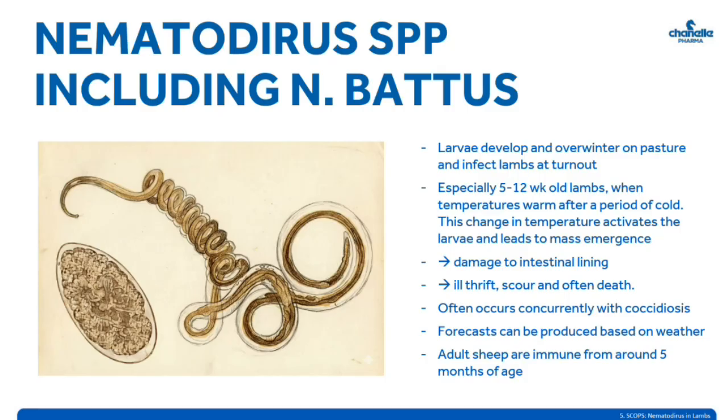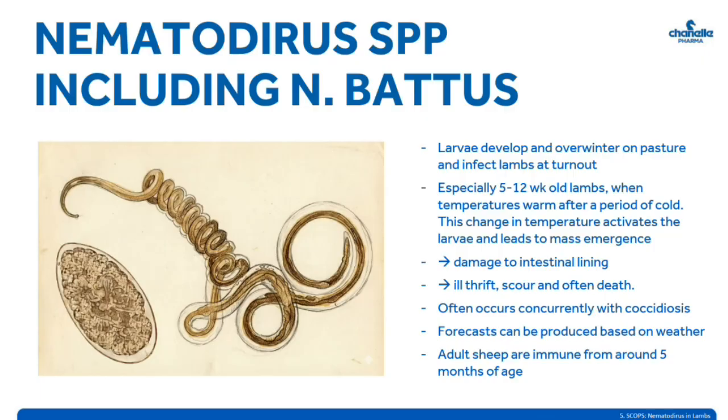The worms cause damage to the small intestinal lining, leading to scouring, dehydration, and potentially death. The damage can often occur before new eggs are detectable in the lamb's feces. So this can sometimes make diagnosis difficult. Worm egg counts may be slightly less useful in this situation. It's worth noting that the risk period for lambs can often coincide with that for coccidiosis, and indeed the diseases are often seen at the same time. We will look at coccidiosis in more detail later in the presentation.